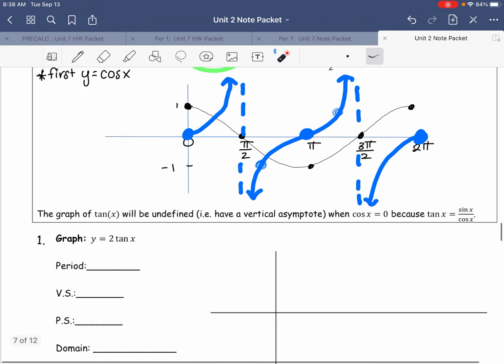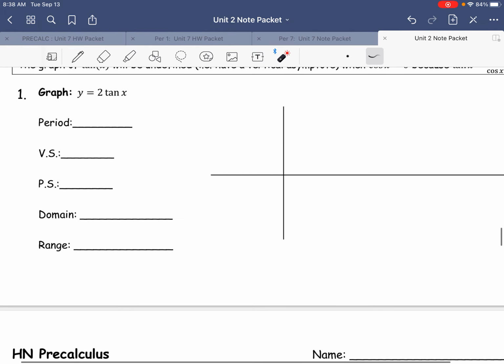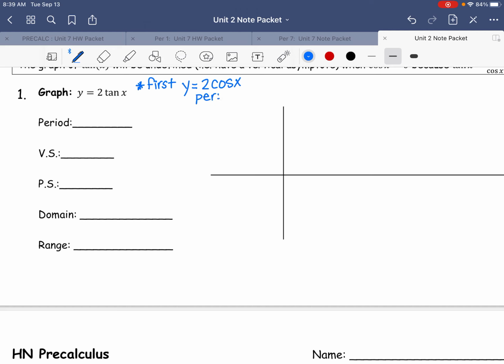Now let's try one below that has the number 2 in the front of it. So as soon as you see a tangent equation, you are going to first graph cosine, because tangent is sine over cosine. So first I'm going to graph 2 cosine x. And here you need to be careful because the period for cosine is 2 pi over b. And since I'm graphing cosine, I need to graph using that period. So 2 pi over 1 or just 2 pi.